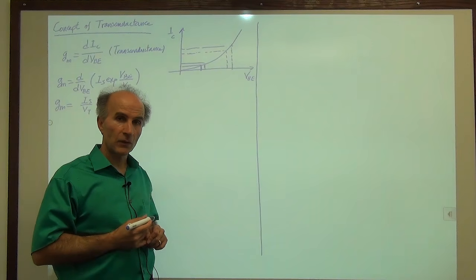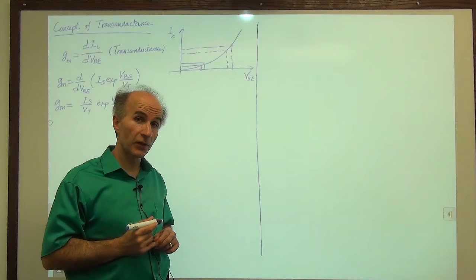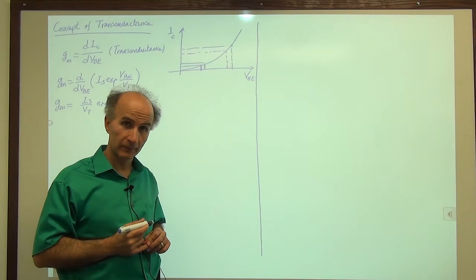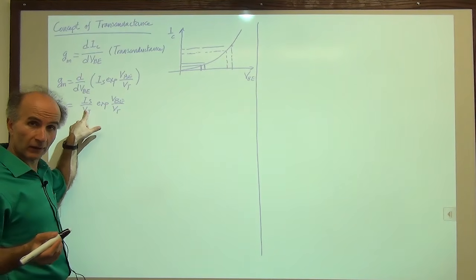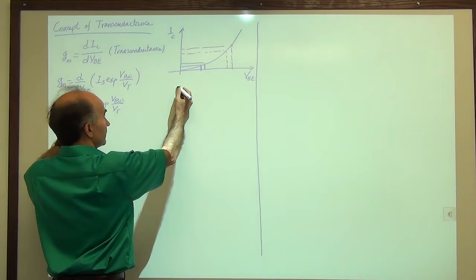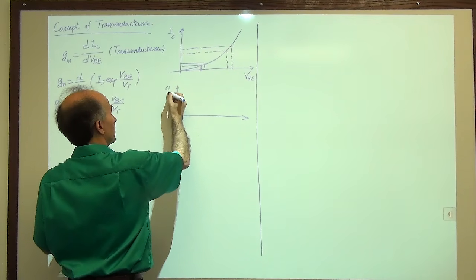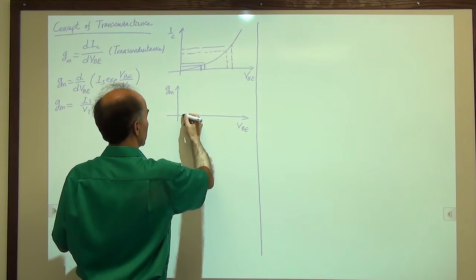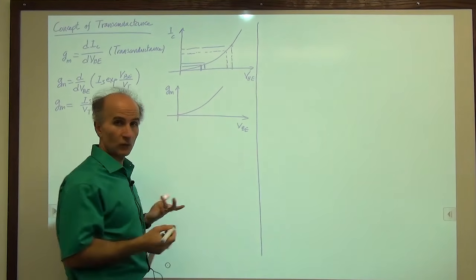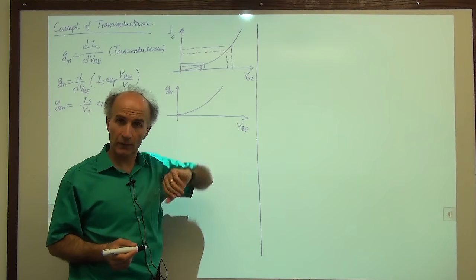All right. So how does the transconductance vary as a function of VBE? It's just an exponential, right? That's all. So the transconductance itself, GM, as a function of VBE, is an exponential function. Not surprising, because an exponential function's derivative is also an exponential.